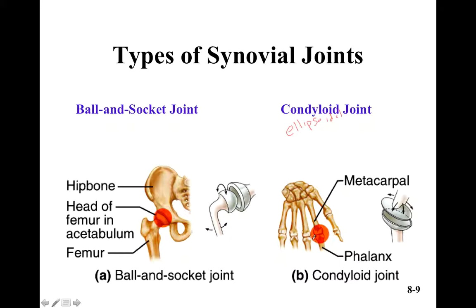You get a lot of the same movements as the ball and socket, but you don't get rotation. So you can't really rotate this kind of joint. So these ones are like between the metacarpals and the phalanges right there. Metacarpals and the phalanges, in your fingers.